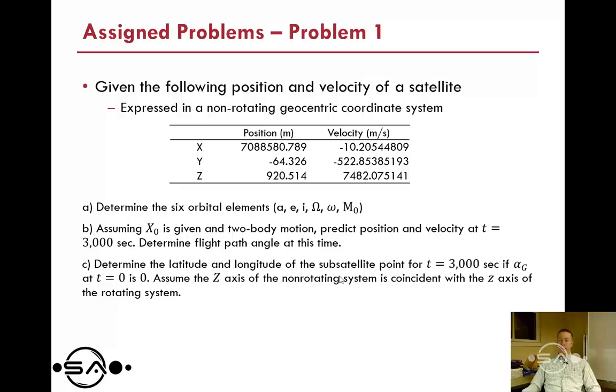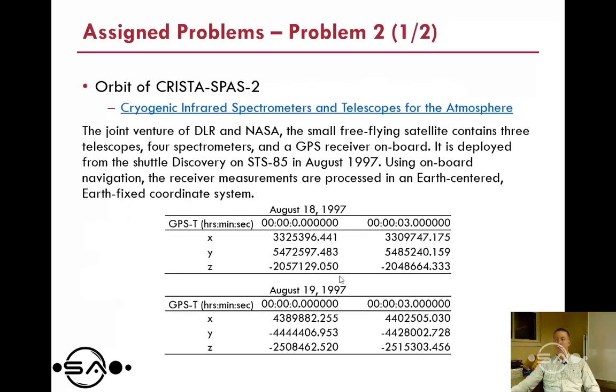And finally, determine the latitude and longitude of the subsatellite point for that time if the Greenwich angle at the initial time is 0. And then you just assume that the z-axis of the non-rotating system in which those position and velocities have been given is coincident with the z-axis of the rotating system. In other words, we have to convert to an Earth-fixed system in order to determine our ground track, which is what you're doing here. There are examples earlier on, I believe in 2.2 in the book, that almost walk you right through all of these steps.